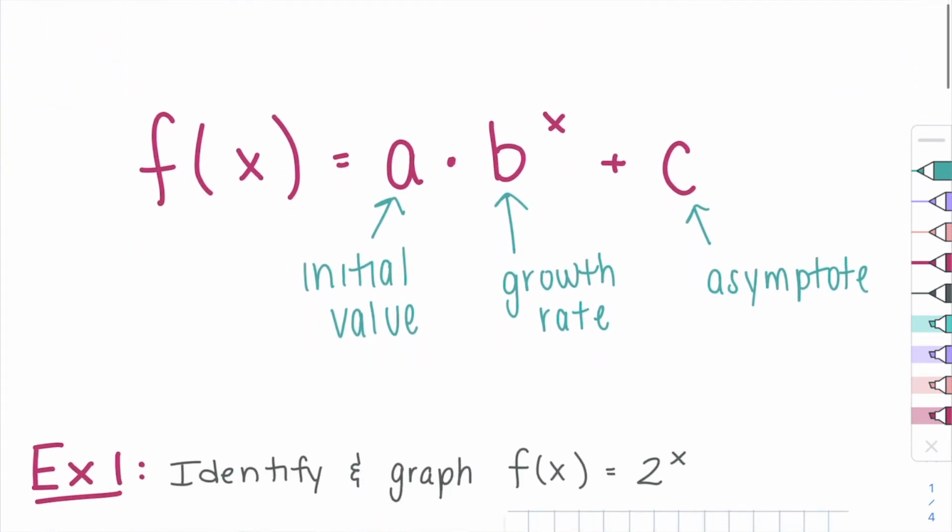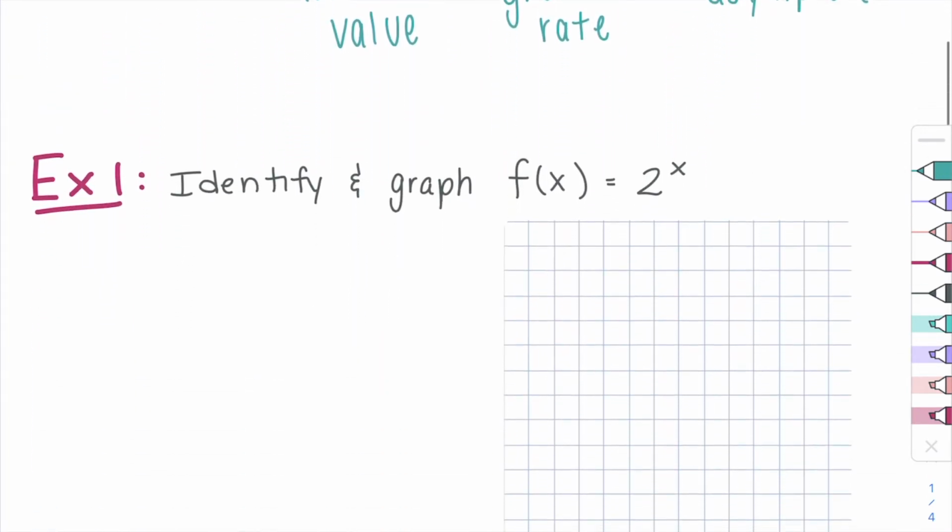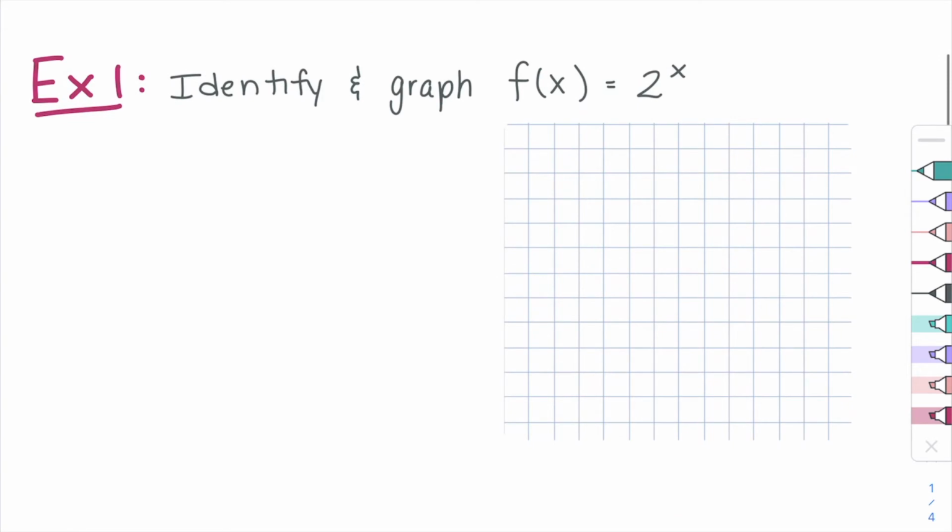So let's look at one of our most common exponential functions and talk a little bit more about it. So let's identify parts of f of x equals 2 to the x, and then we're going to draw a picture of the graph. So f of x equals 2 to the x looks very similar to the function we were working with when we were doing transformations way back in the beginning of the school year. This is our situation where something is doubling.